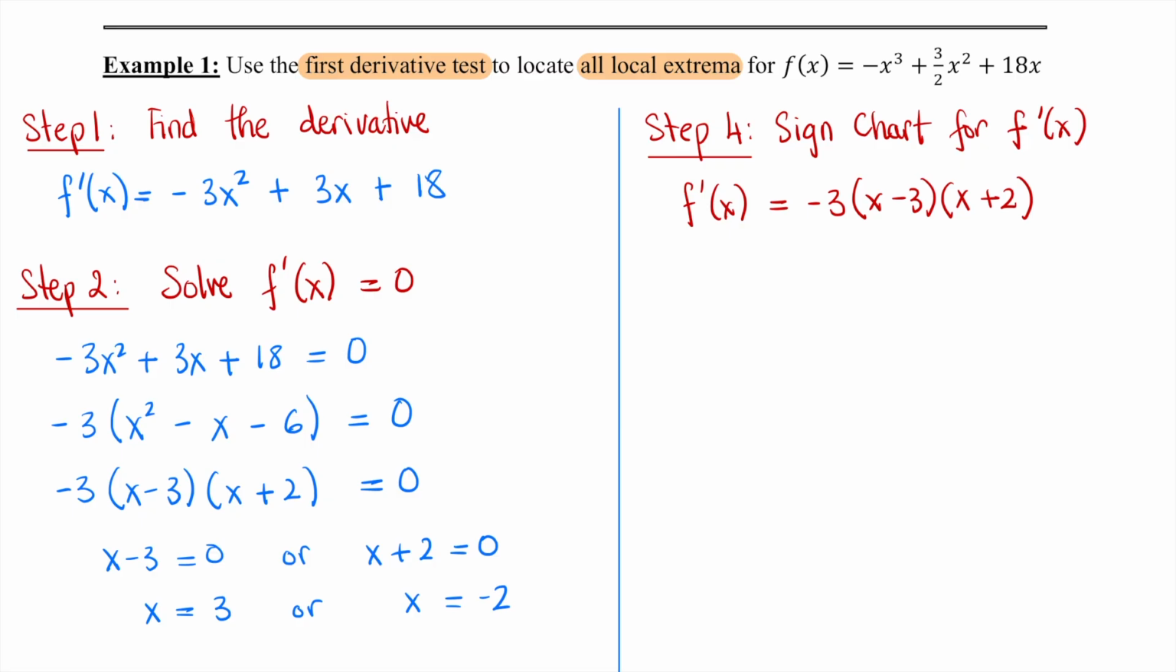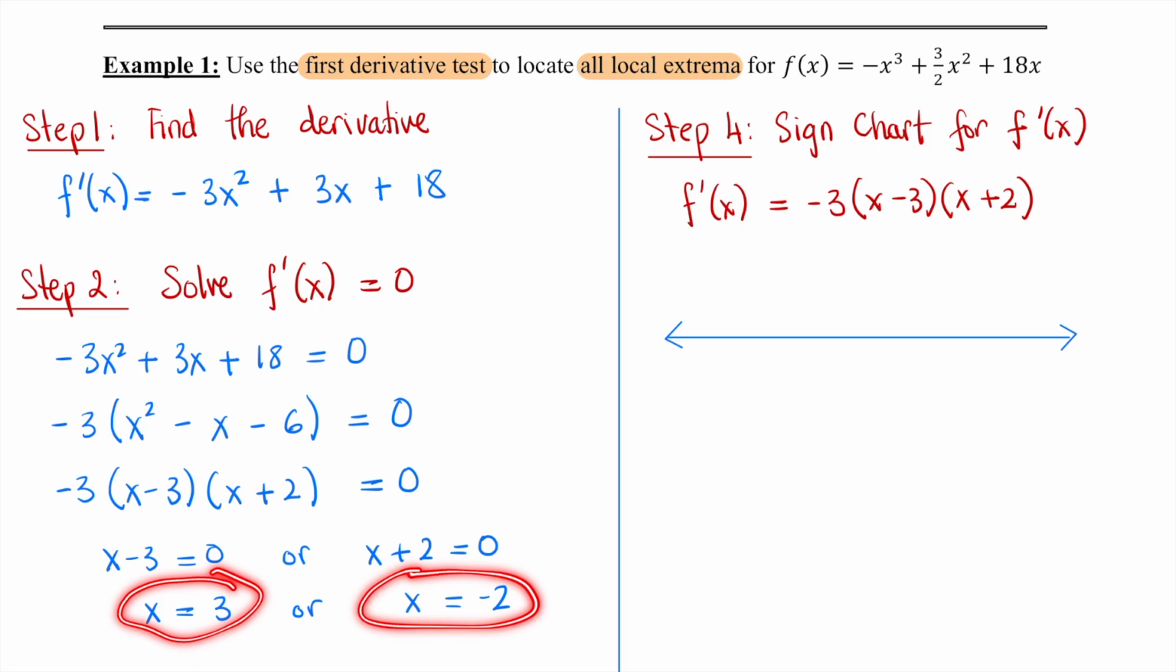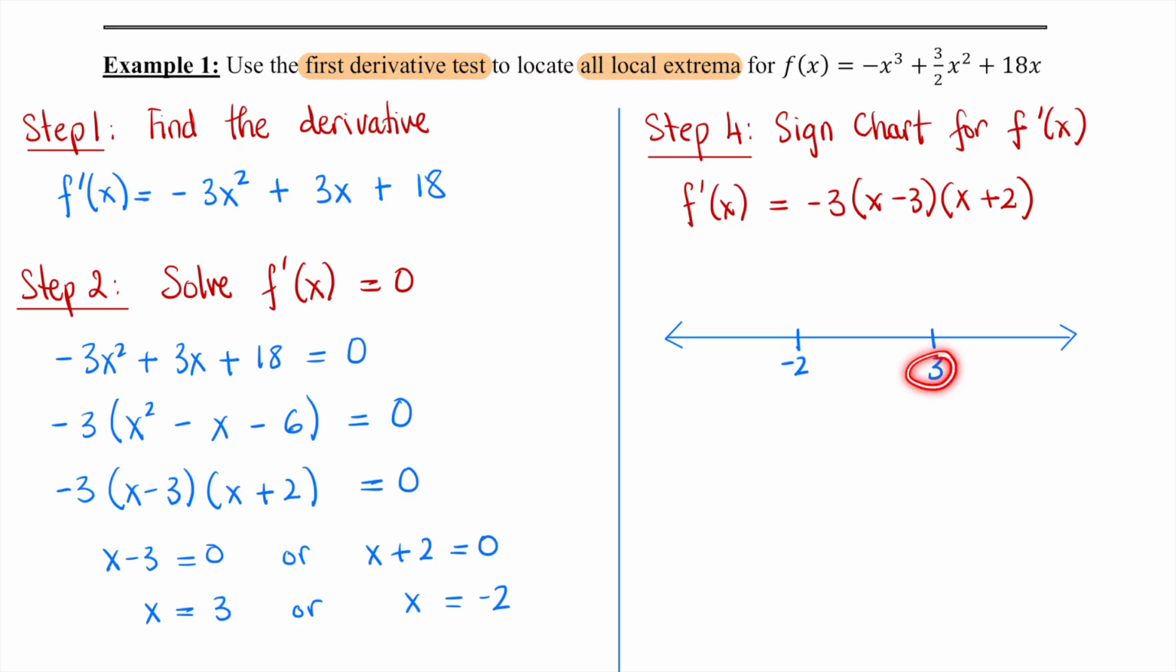Step 4, we use the critical points to build a sign chart. First, let's draw a number line. Our critical points are 3 and -2. So we are going to place the critical points on the number line. So I have -2 here and 3 here. Our critical points split the number line into 3 different intervals.